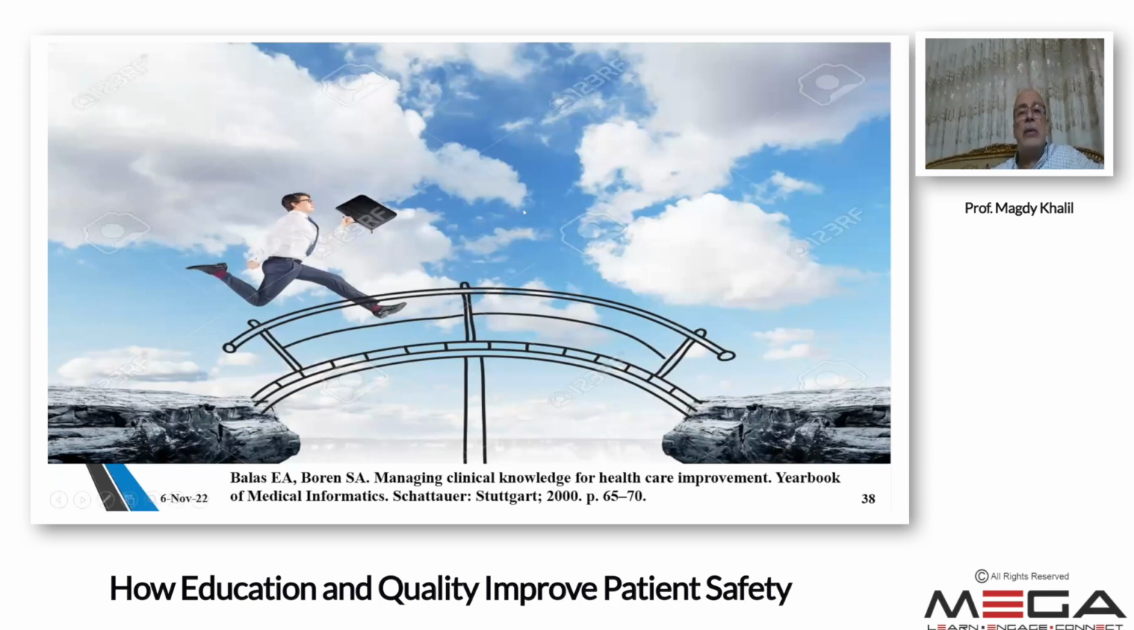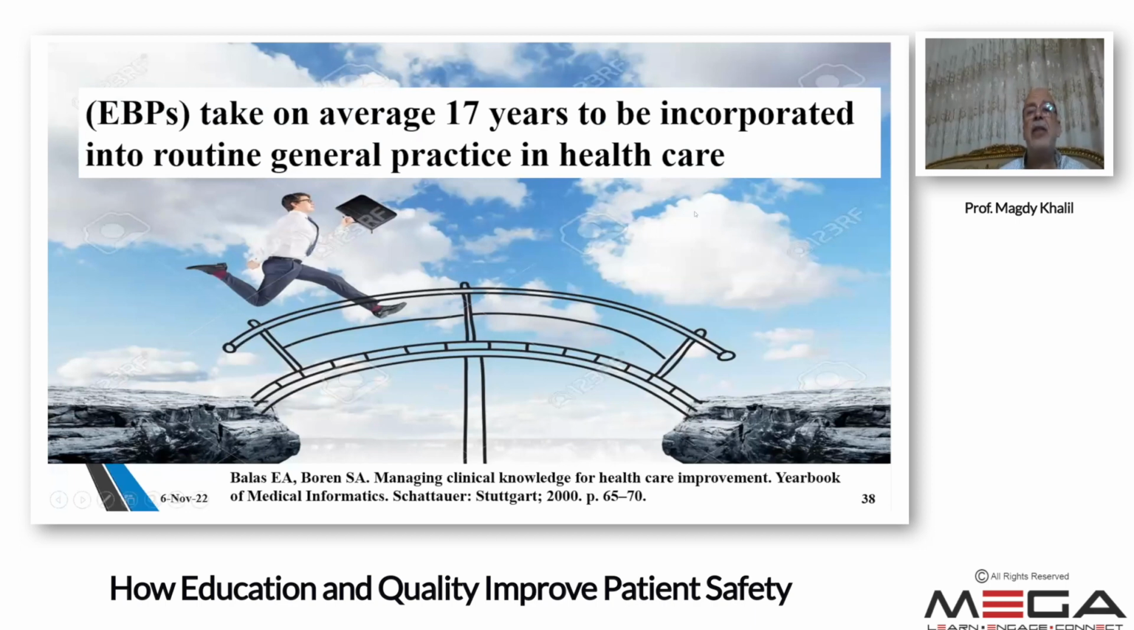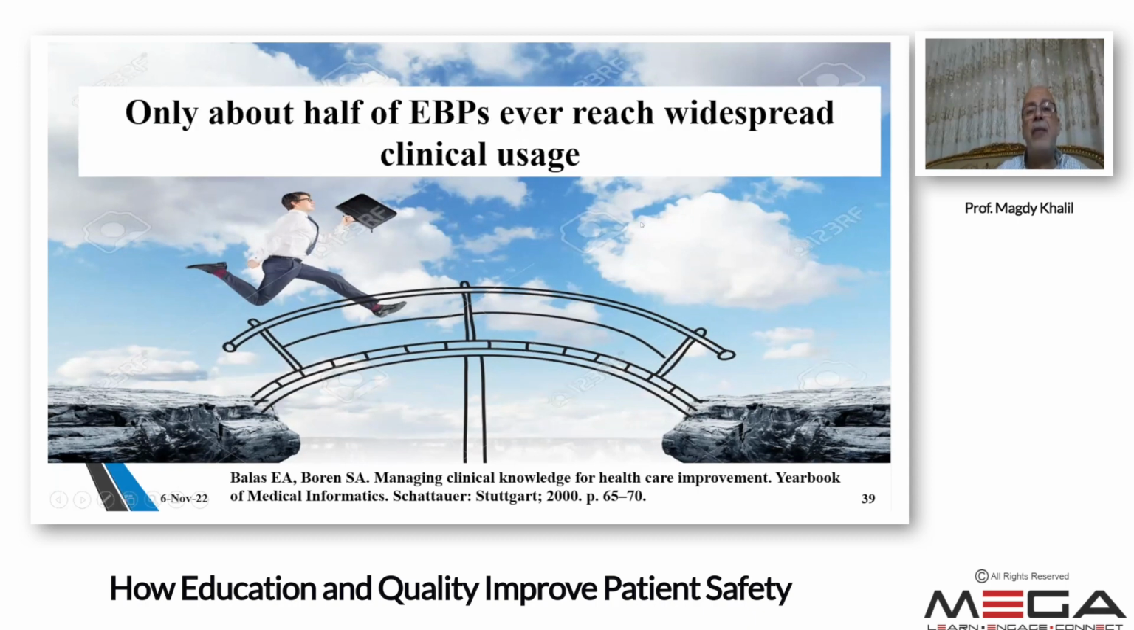Lastly, what about the policy and procedure? We all say, anyone struggling, please go to the evidence-based. But it was found that evidence-based takes an average of 17 years to be incorporated into routine general practice in healthcare. It's not so easy. Perhaps for the professors, for the journal readers, it is very easy to capture the guidelines, but for the practice or the patient side, it takes a long time. Only about half of the evidence-based reaches widespread clinical usage.